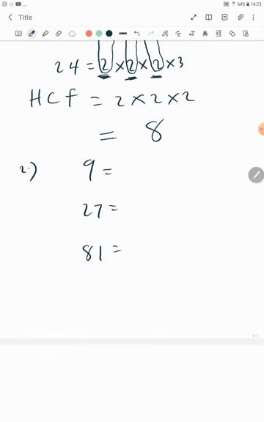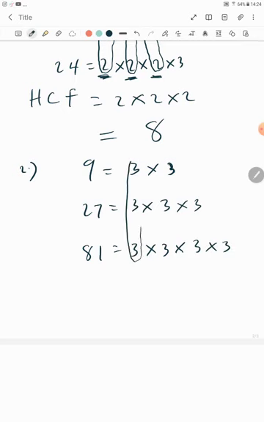Here we are going to write 9 as a product of its prime factors. That will be 3 times 3. You already know how we can do that. If you don't know how to write this directly, you can always draw your tree and bring it out. So for 27 it's going to be 3 times 3 times 3, and for 81 it's going to be 3 times 3 times 3 times 3. So this 3 is common to the 3 of them, and this 3 is common to the 3 of them.